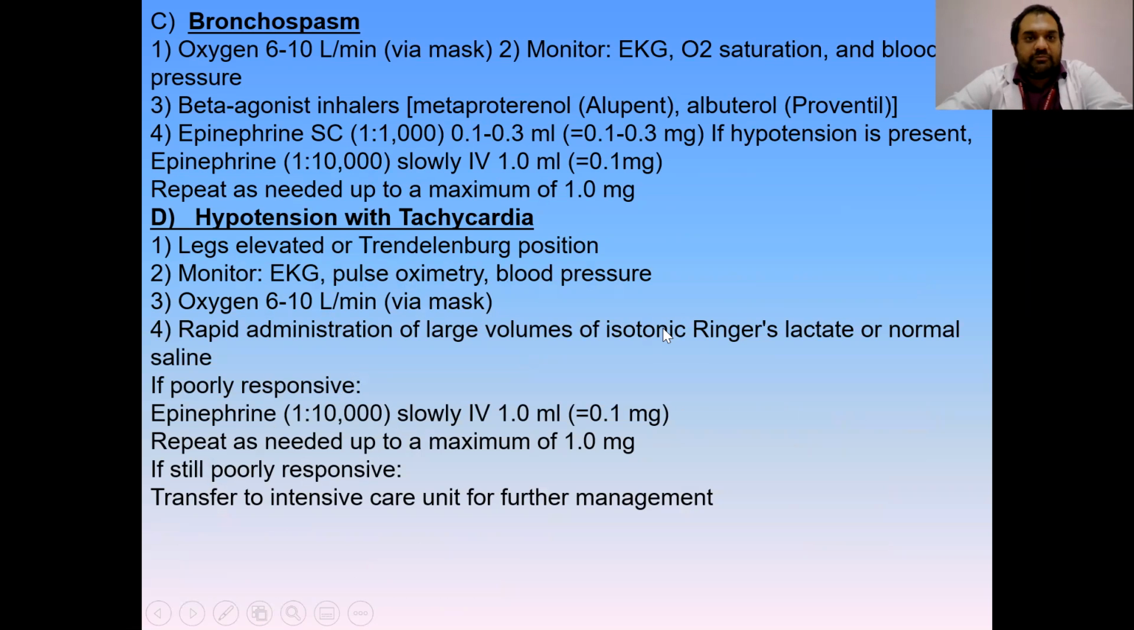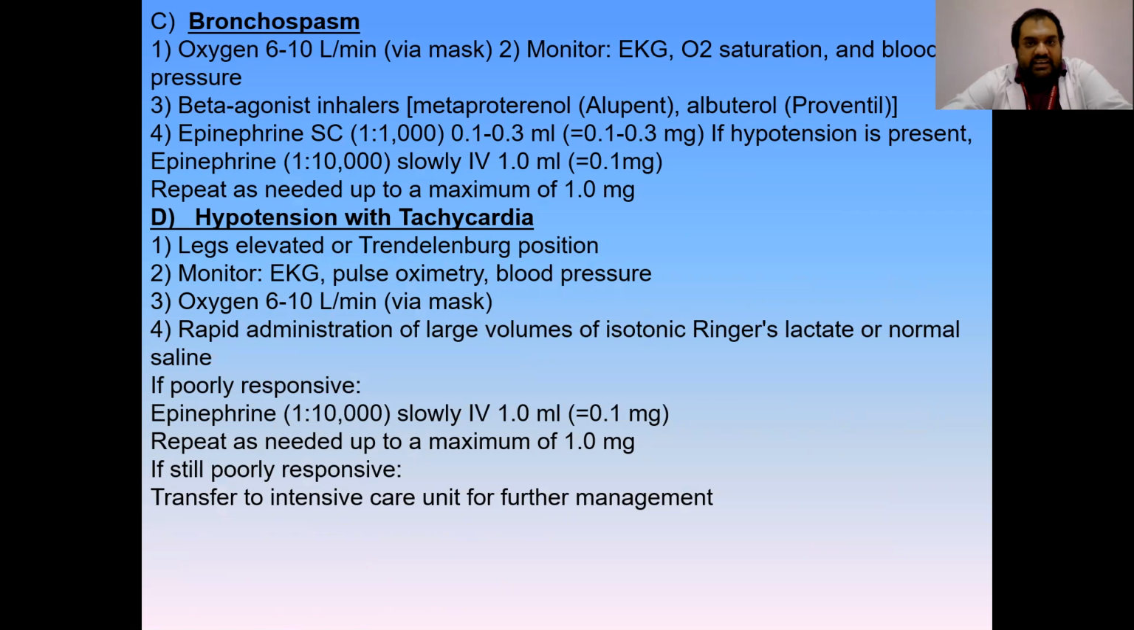C, if the patient develops bronchospasm, give oxygen 6 to 10 liters per minute via mask and monitor electrocardiogram, O2 saturation levels and blood pressure. And sometimes give beta agonist inhalers like metaproterenol, Alupent, albuterol, Proventil. Epinephrine is given subcutaneously 1:1000, that is 0.1 to 0.3 ml, that is 0.1 to 0.3 milligram. If hypotension is present, give epinephrine 1:10,000 slowly intravenously, 1 ml or 0.1 milligram. Repeat as needed up to a maximum of 1 milligram.